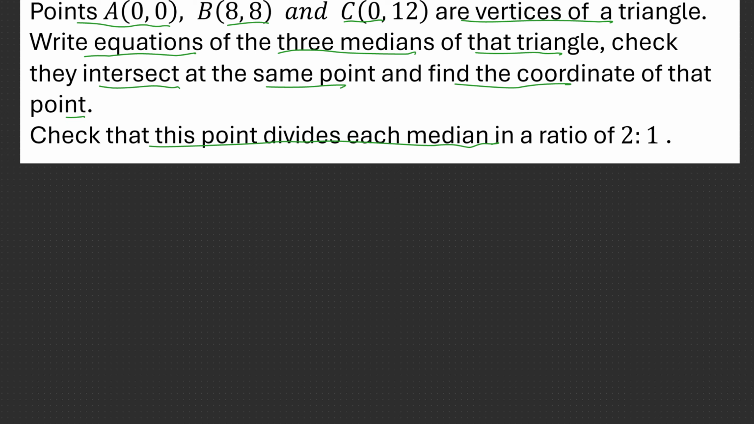So we can draw the triangle first, maybe it will help. We draw the axes, and it's not perfect, but well, that will do. So I need to draw the medians. Of course there's the x and y axes, and that's one median.